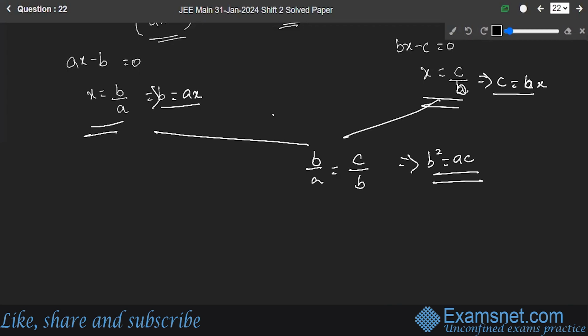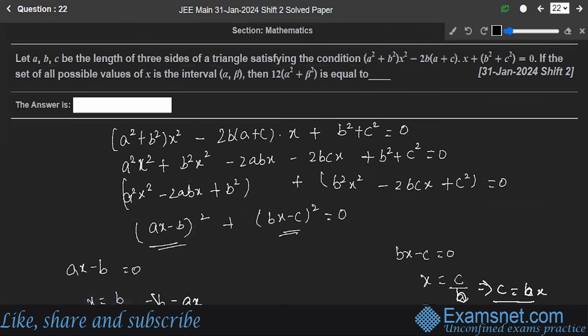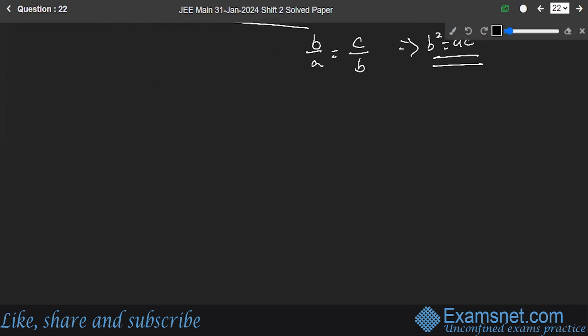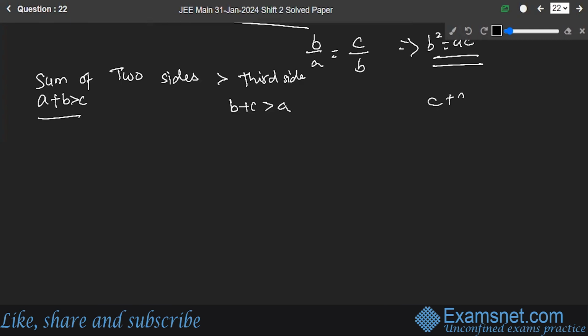Now you're given that a, b, c are the lengths of the three sides of the triangle. So if I follow the triangle inequality, you have three conditions. The sum of two sides of a triangle is always greater than the third side. So that means a plus b is greater than c, b plus c is greater than a, and c plus a is greater than b.